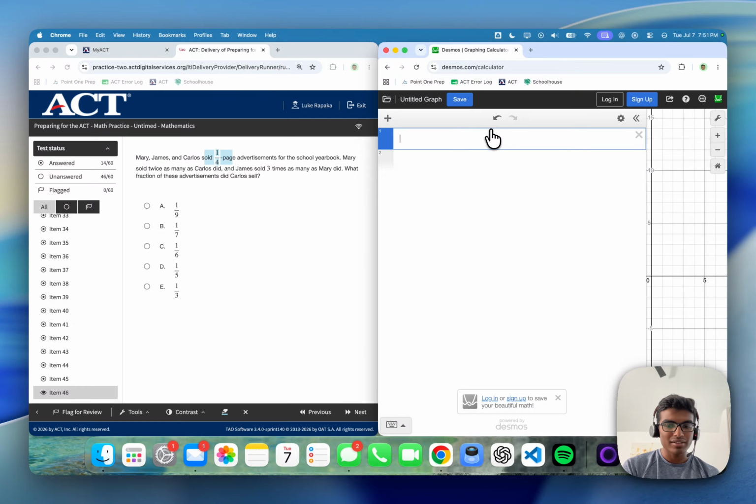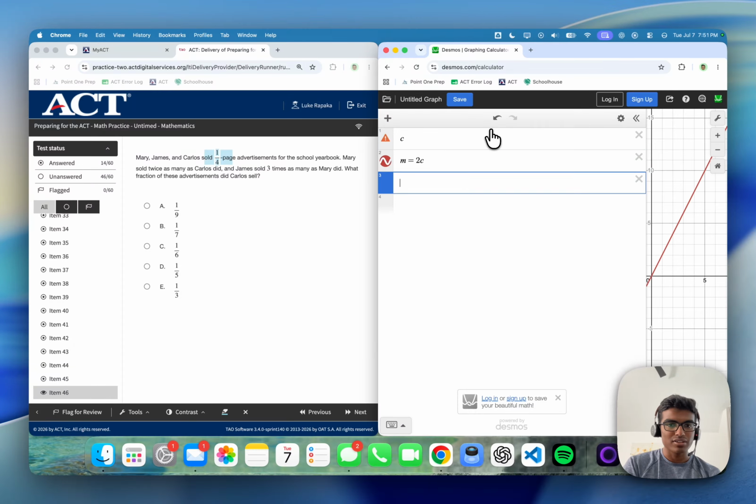So, okay, Mary sold twice as many as Carlos did. We'll call Carlos C. Carlos sold that much. Mary sold twice as Carlos. James sold 3 times as Mary. Okay, so first thing, what fraction of these advertisements did Carlos sell? Okay, so I'm going to get these all to the same variable. So I know if m equals 2c, I can sub this in here, and then 3 times 2c is 6c.